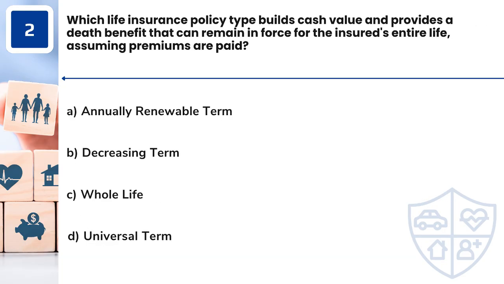Question 2. Which life insurance policy type builds cash value and provides a death benefit that can remain in force for the insured's entire life, assuming premiums are paid? A. Annually renewable term. B. Decreasing term. C. Whole life. D. Universal term.